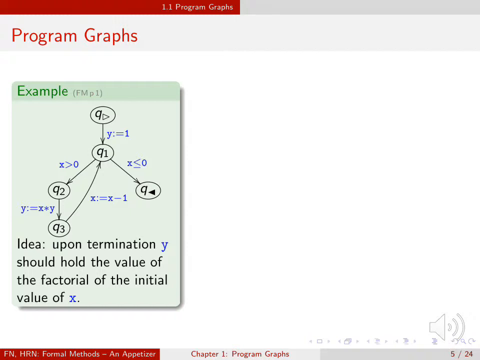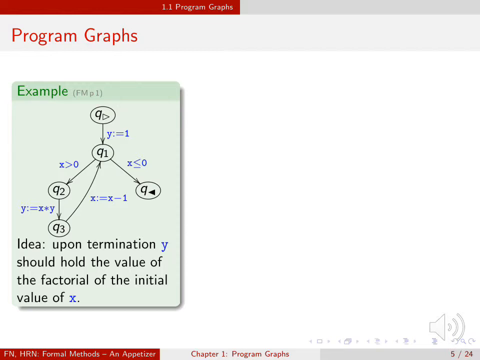The one from Q1 to Q2 is labeled pass if x is greater than 0. The one from Q2 to Q3 is labeled y becomes x times y. The one from Q3 to Q1 is labeled subtract 1 from x.